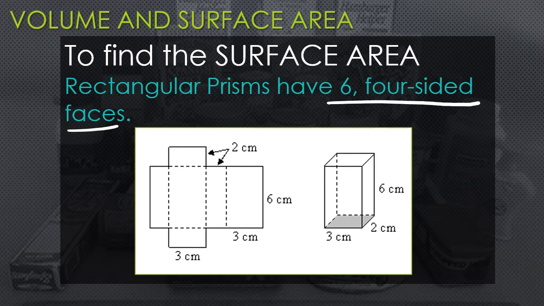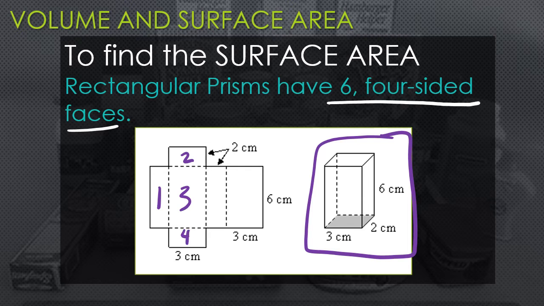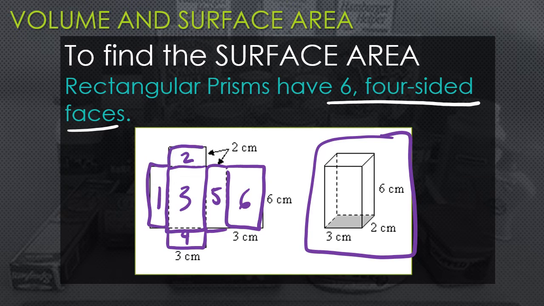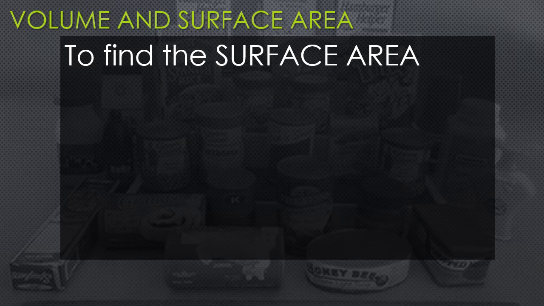And so the way this works is we have our rectangular prism right here with the labeling 3 centimeters, 2 centimeters, and 6 centimeters. You can see when we unfold this, it has 6 faces. 1, 2, 3, 4, 5, and 6. And so we need to find the area of each piece. So we find the area, the length times width of every piece, and then we're going to add those together.